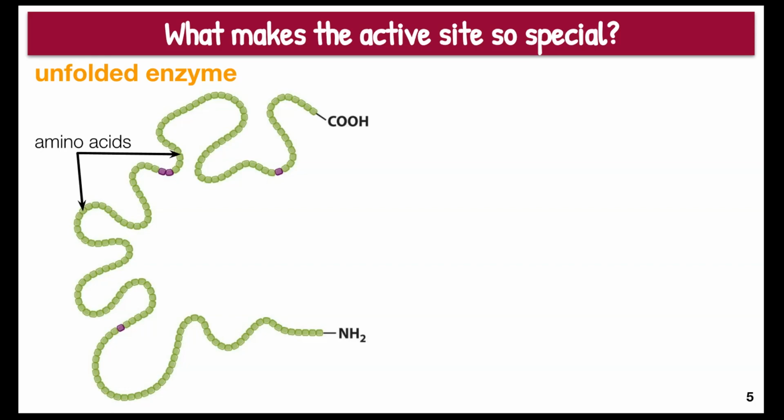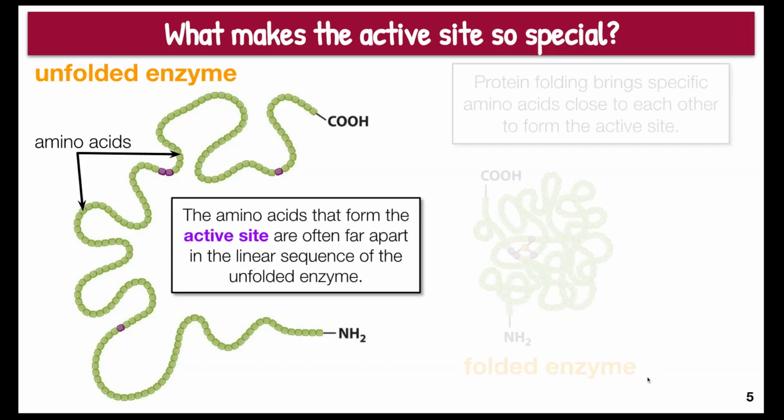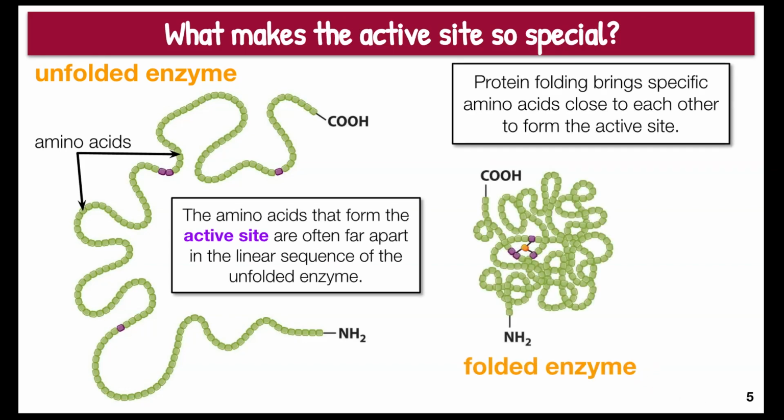The enzyme's active site is actually extremely small compared to the enzyme itself. If we look at a folded enzyme, as shown on the slide, we see that the 4 purple amino acids all join at one location where they form the active site.